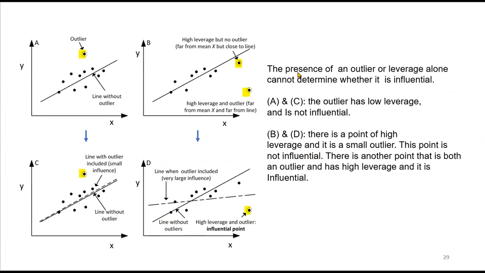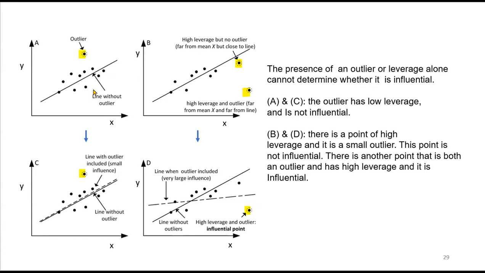Right, so the case here is that a regression outlier or a leverage point alone is not so critical in terms of affecting your output. What we're interested in at the end of the day is, are the points influential? Here are a couple of cases, A and C.